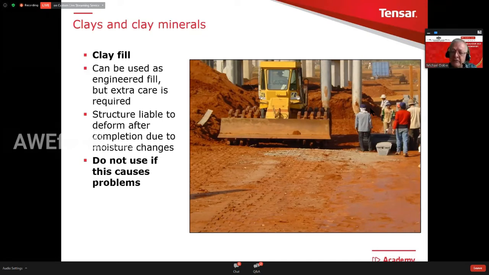This is actually the wonderful tanah merah that we have here in many parts of Indonesia. It's a clay fill derived from volcanic material. It has particularly good properties. We'll mention that again in a second.